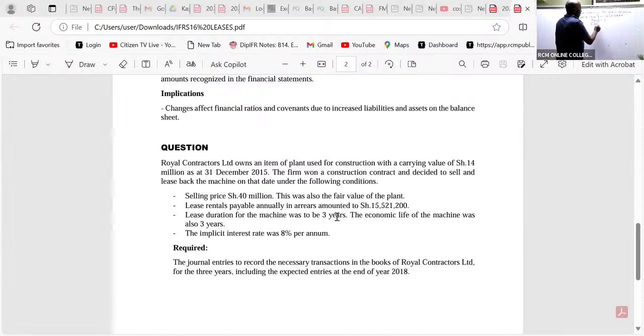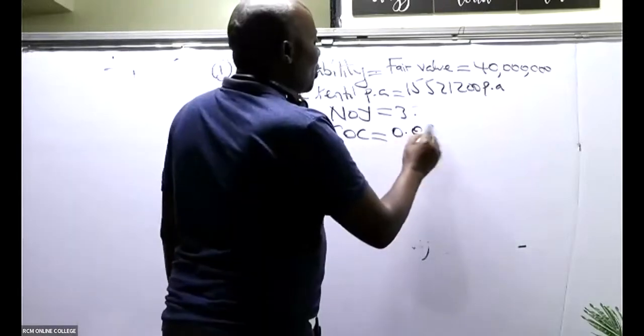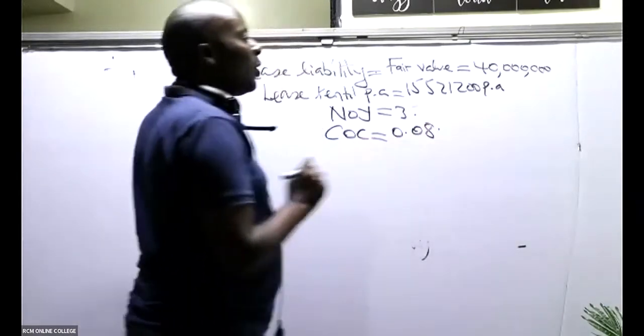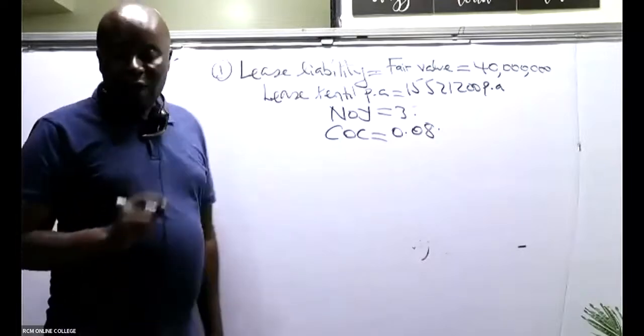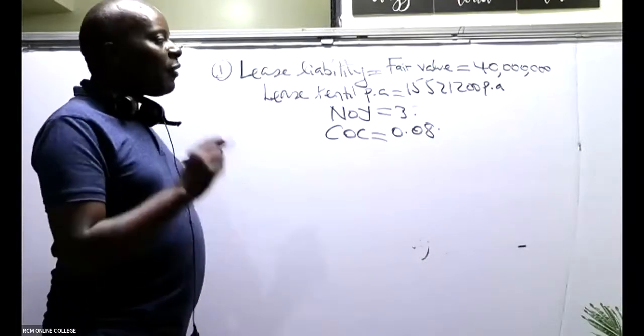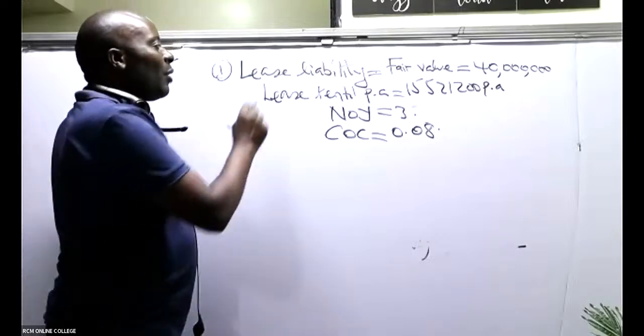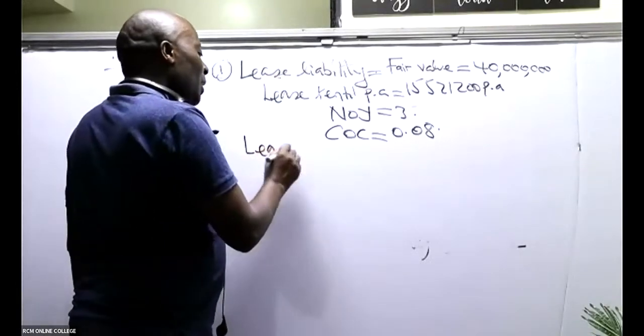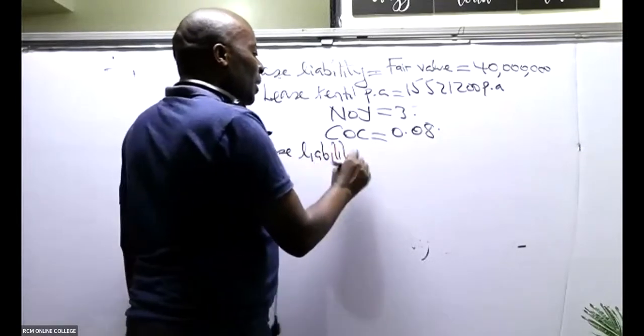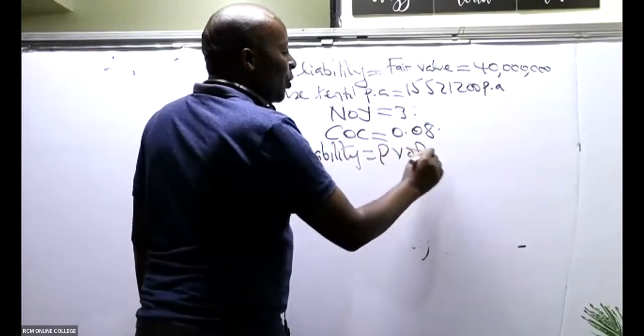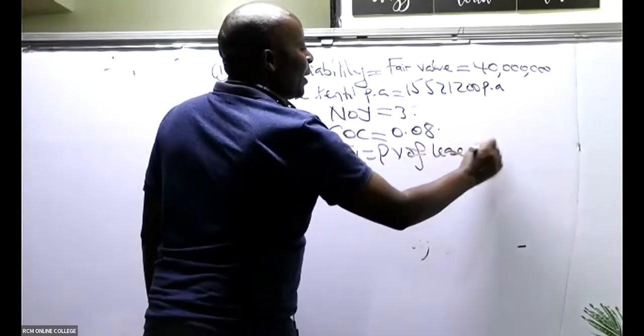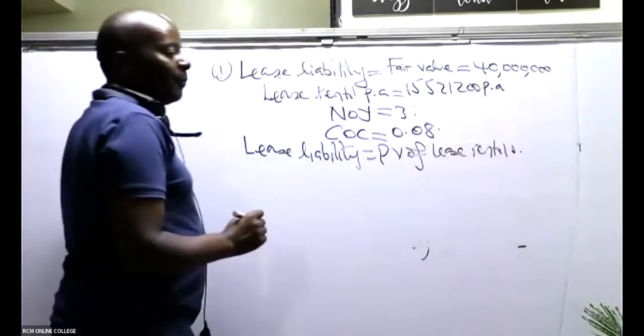And then they have also given us the cost of capital or the implicit interest rate. This is the rate of return. The implicit interest rate is 8%. So I would want us in this case to assume that the fair value was not given. If the fair value was not given, then I would have gotten this lease liability by taking the present value of lease rentals.